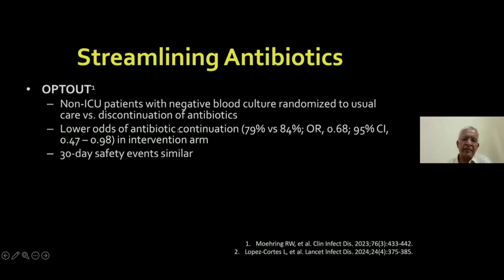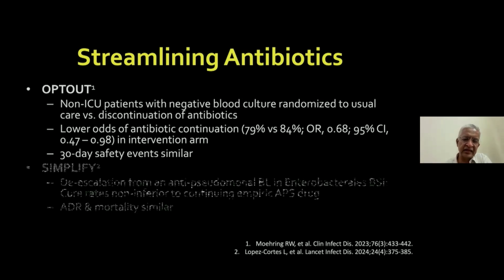They found that patients in the intervention arm had lower odds of antibiotic continuation when compared with the control arm. 79% in the intervention arm discontinued the antibiotics, while 84% in the control arm continued the antibiotics. So significantly less, odds ratio of 0.68, confidence interval from 0.47 to 0.98. The 30-day safety events, which included mortality, adverse events, C. difficile infection, etc., were similar between the arms. So you can safely discontinue antibiotics if they have negative cultures and go through this extensive safety checklist.